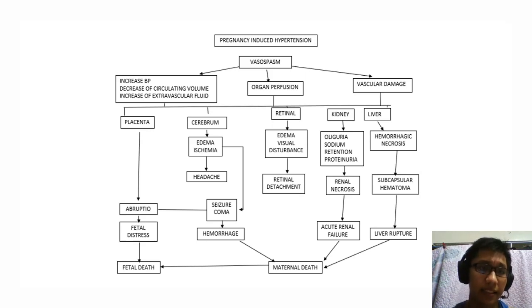And lastly is liver. The patient might develop periportal hemorrhagic necrosis, which is a necrosis of hepatocytes localized around the portal vein. The hepatocytes play important roles in metabolism, detoxification, and protein synthesis. That's why after the necrosis of hepatocytes, the patient might develop subcapsular hematoma, which is the accumulation of blood in the liver caused by blunt trauma or other predisposing condition, which would lead to liver rupture and then maternal death.